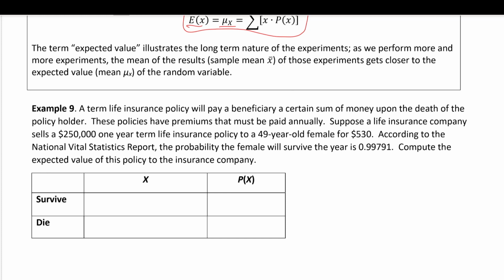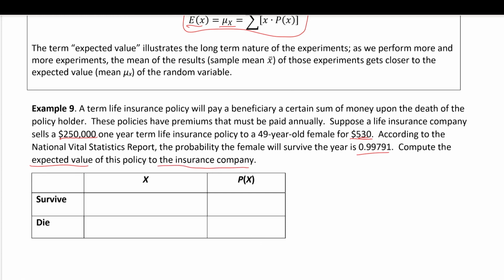According to the National Vital Statistics Report, the probability a female will survive the year is 0.99791. So a pretty high chance of survival. That's why they're charging only that much for a potential claim of $250,000, right? As you'll see. Compute the expected value, there's that word, expected value, of this policy to the insurance company.